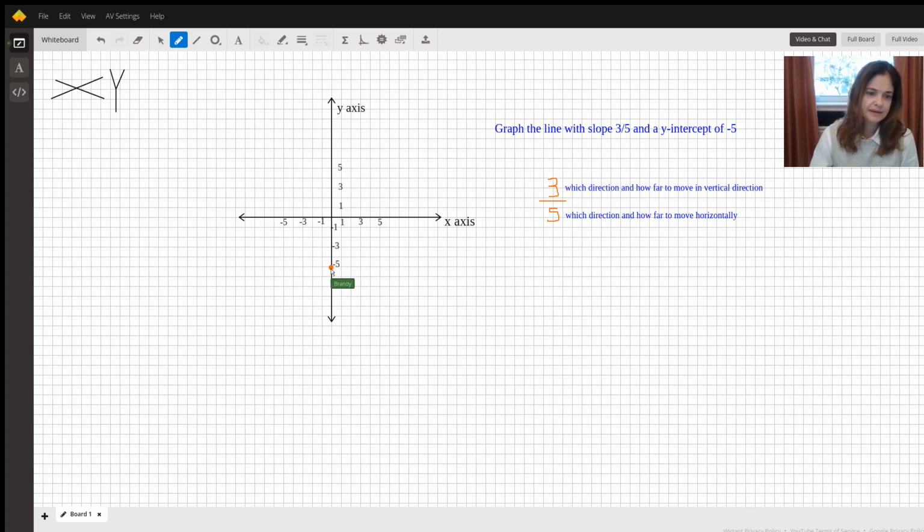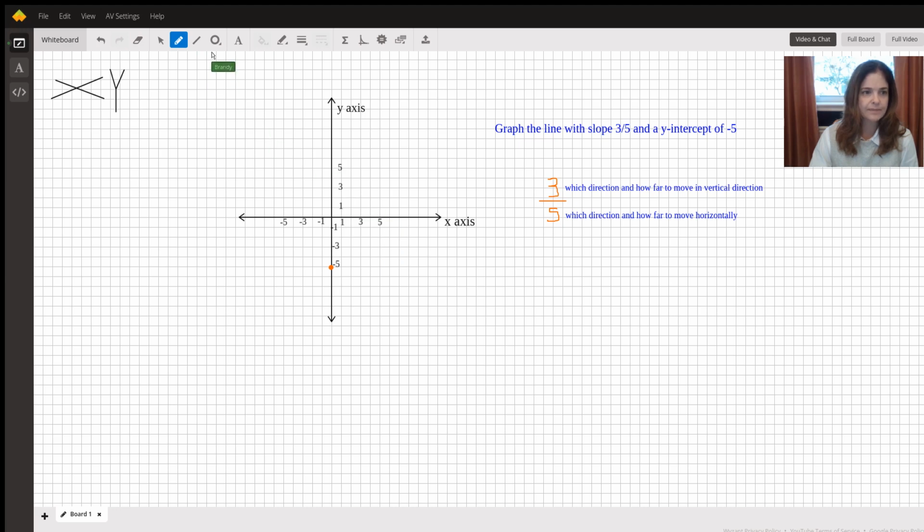First point is here, -5 on the y-axis. And these are our directions. First, we'll use the top number. It's telling us +3 in the vertical direction. Positive means move up, and the number 3 means 3 spaces. So up 3, 1, 2, 3. Okay, the denominator is 5. So since 5 is a positive number, we move to the right, and we're going to move 5 units to the right. 1, 2, 3, 4, 5.